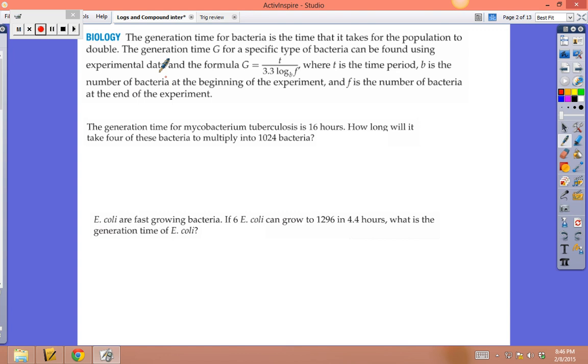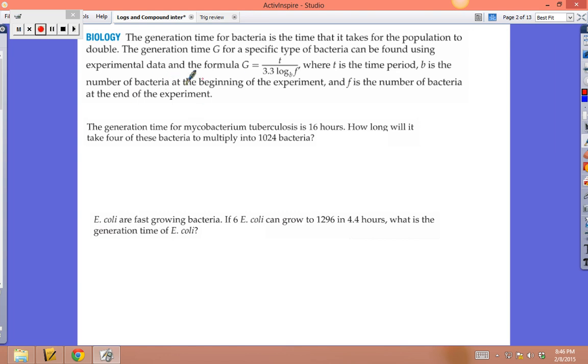Okay, this type of problem. So we're going to give you some problems, but they've already got the formulas in there, so you don't need to be familiar with the formula. You just need to know what to plug into the formula. So this first one, they give you a formula for bacteria and how it doubles. So you need to know G is the generation time, T is the time period, B is the number of bacteria at the beginning, and then F is going to be the number of bacteria at the end of the experiment. So this will model bacteria growth.